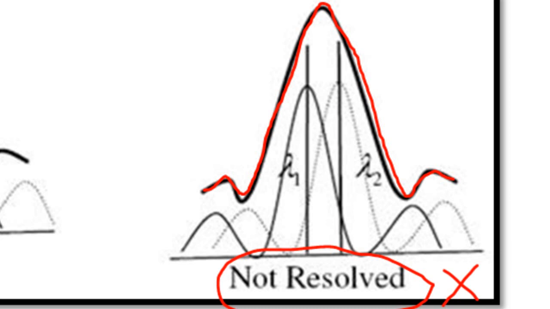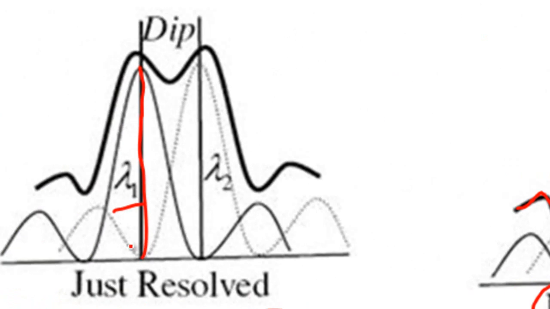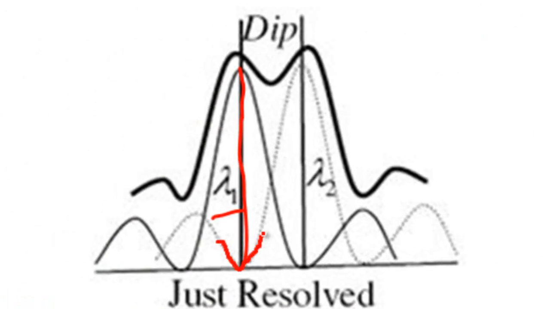Then what is Rayleigh's criteria for resolution? Rayleigh's criteria says that the two wavelengths are said to be just resolved, meaning they are seen to be just separated from each other, if the principal maximum in the diffraction pattern of wavelength lambda 1 falls over the first order minimum in the diffraction pattern of wavelength lambda 2, and vice versa.